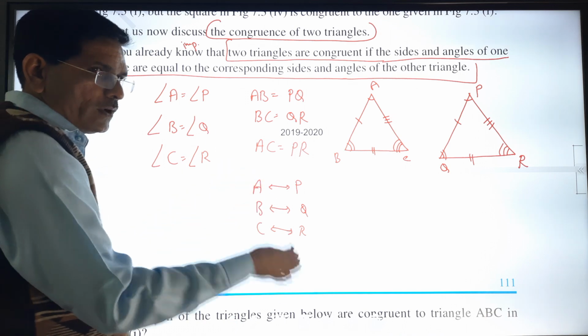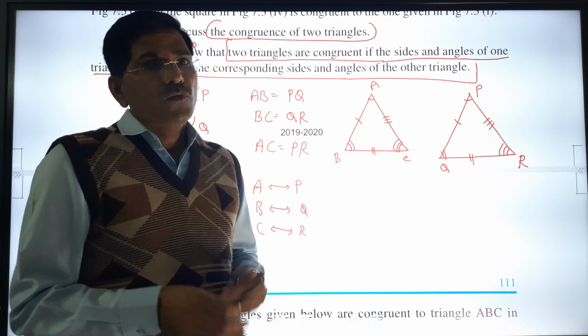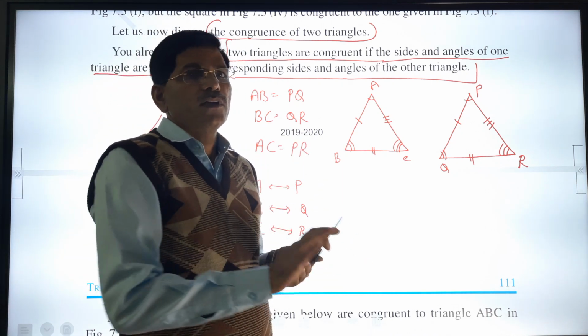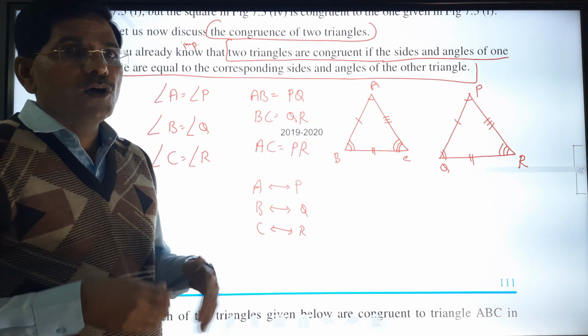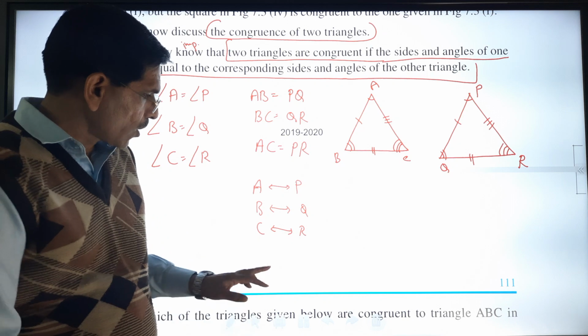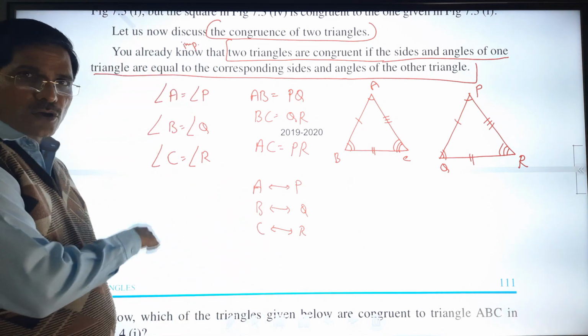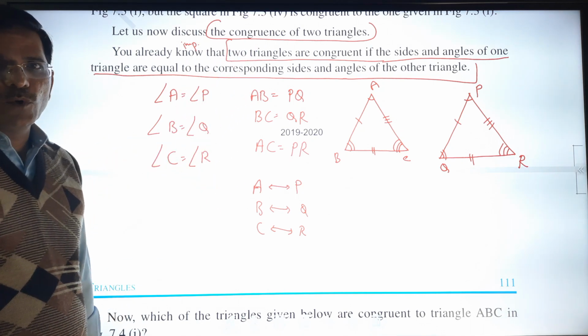Now we will see some more examples, and you have to identify which triangle is congruent to the other triangle. More triangles are here, and we have to identify which triangles are congruent. But an important thing is, I think you should take a screenshot of it also, and write the points in your rough book.